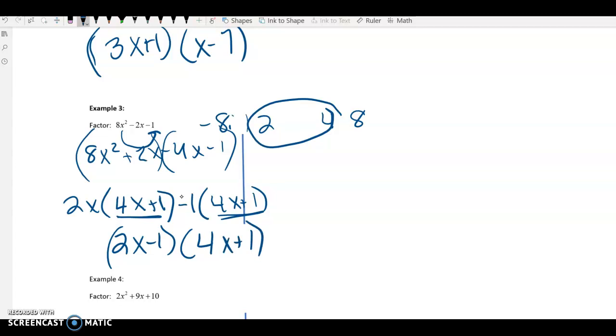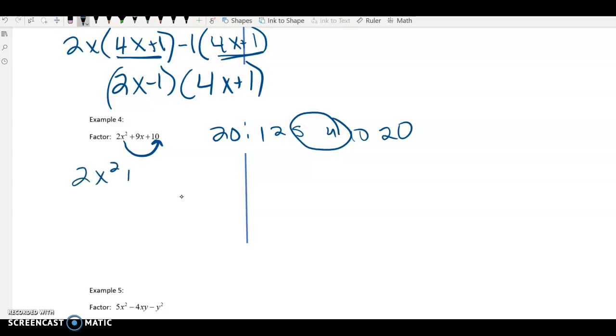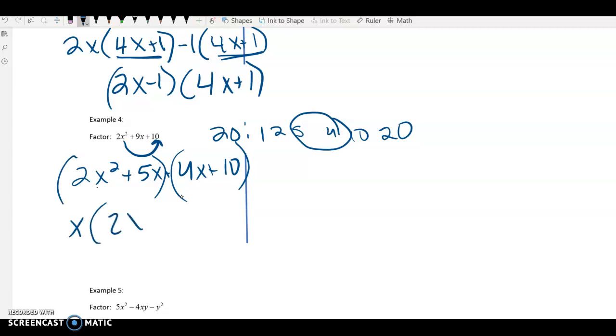All right. Main ideas: what will multiply to give me AC, what adds to give me B, split that middle term, and then factor. Okay, number 4, let's try this one. What multiplies to give me 20 and adds to give me 9? I've got 1 and 20, 2 and 10, or 5 and 4. It's going to have to be 5 and 4. So I'm going to bring down my 2x squared plus 5x plus 4x plus 10. Grouping. Out of this first group, I see an x can come out. I'm left with 2x plus 5. Second group, a 2 can come out. I'm left with x plus 5.